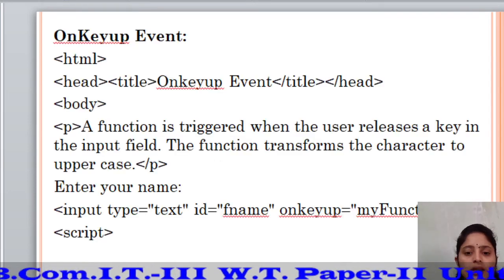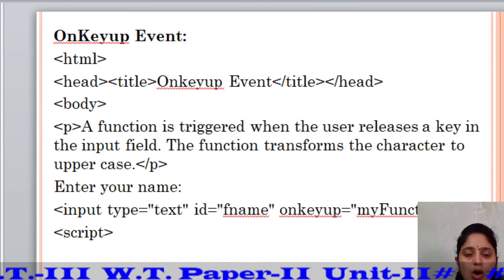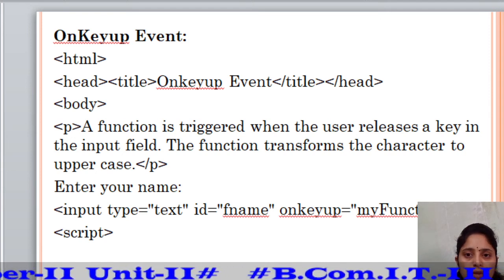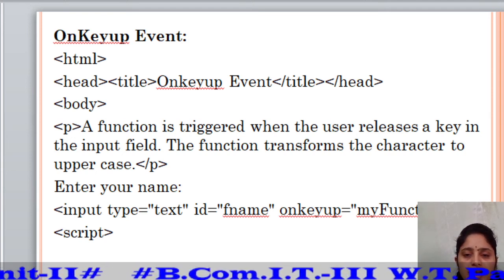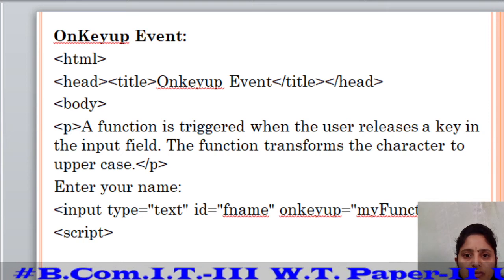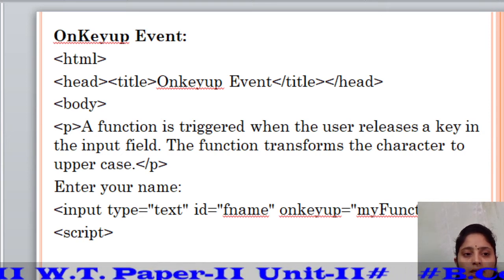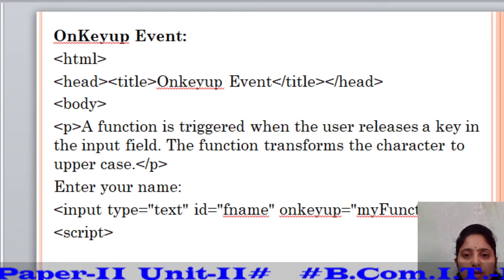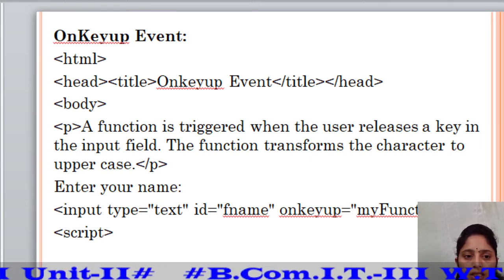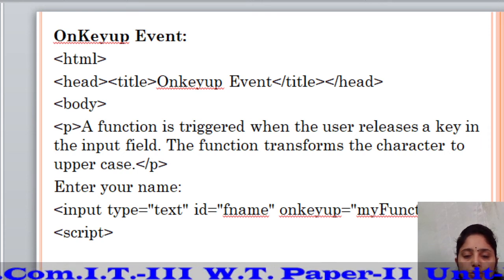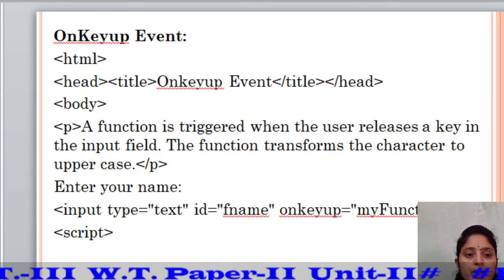Let's see another event, the onkeyup event. Let's see an example for the onkeyup event. Tag HTML, tag head, title onkeyup event, end of the title, end of the head. Tag body, tag p. A function is triggered when the user releases a key in the input field. The function transfers the character to uppercase. And end of the tag p.